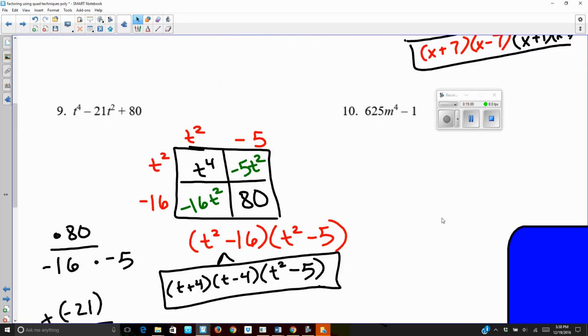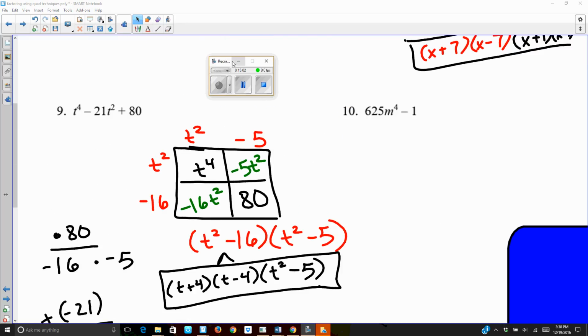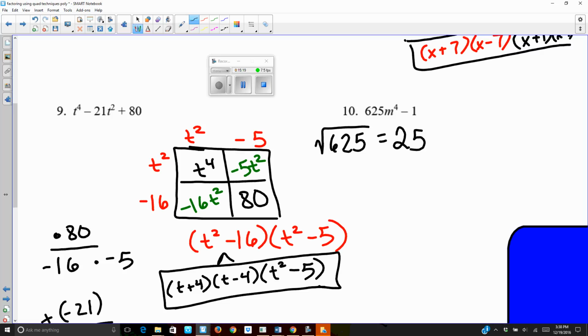Last couple that we'll do, number 10. Number 10, there's no GCF, but there's two terms. This may not be one you recognize, but 625 is a perfect square. So if you type in the square root of 625 in your calculator, it should give you 25. So really what this problem is, it's a difference of two squares to start out with. So this factors as 25m squared plus 1 and 25m squared minus 1.